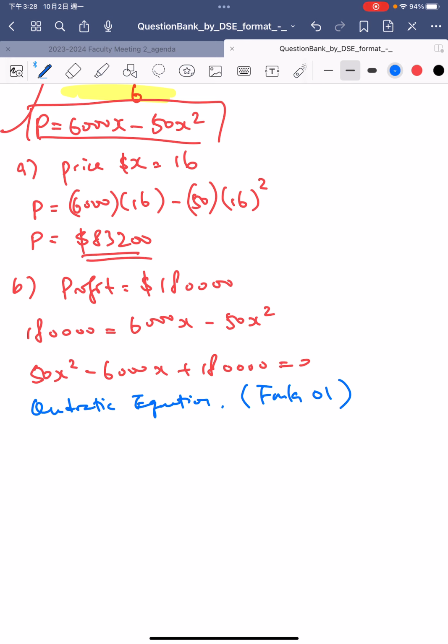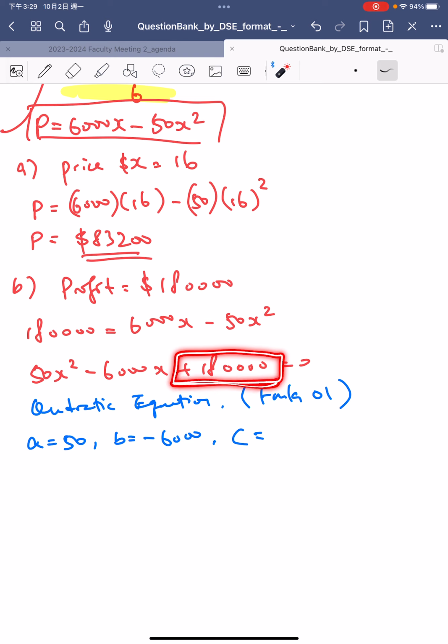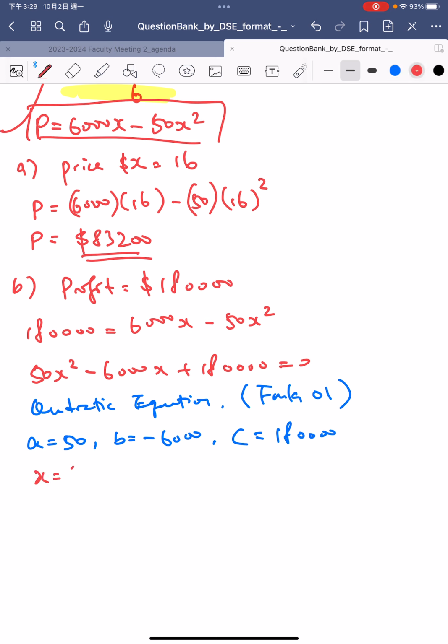They're asking for the value of A. The value of A is the coefficient in front of the x squared, so A is equal to 50. B is the coefficient of x, which is negative 6,000, so we press negative 6,000. And C is the constant, which is 180,000, and we press the values there. Then you can get x is equal to 60, and pressing the calculator again, it's still 60.